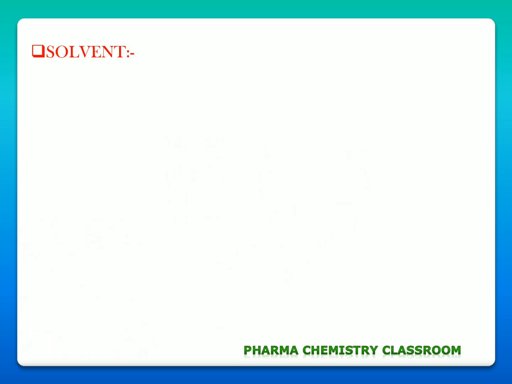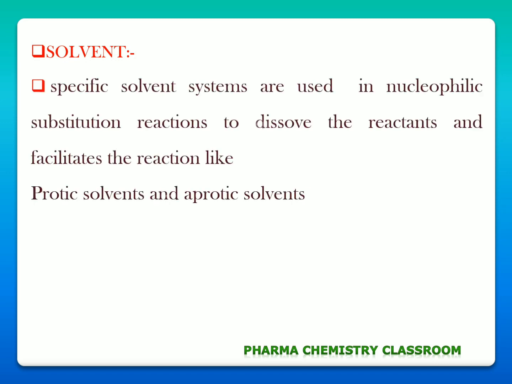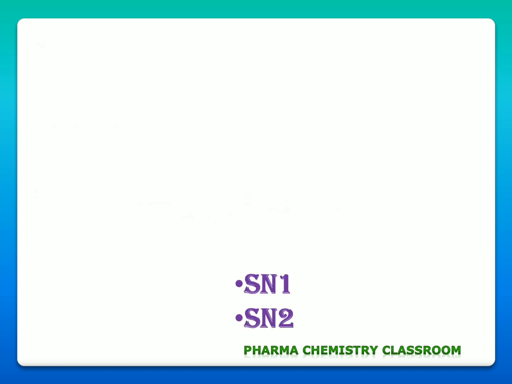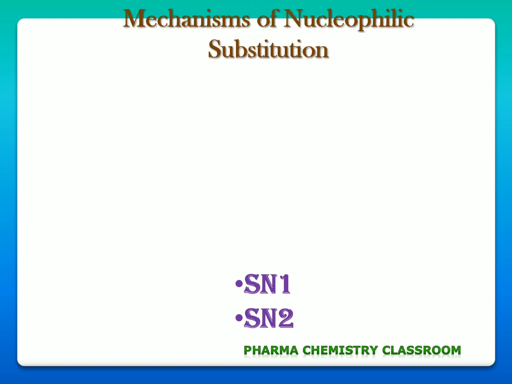Next component is solvents. Solvents are used in SN reactions to dissolve the reactants and to facilitate the reaction. Protic and aprotic solvents are used in SN reactions, and their details we will see in factors affecting SN reaction. We have seen the components required for SN reaction. Now we will see the details of the SN reaction.